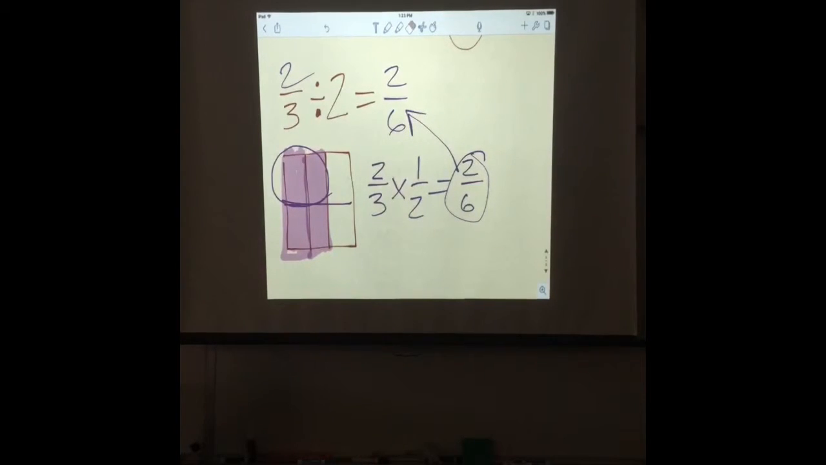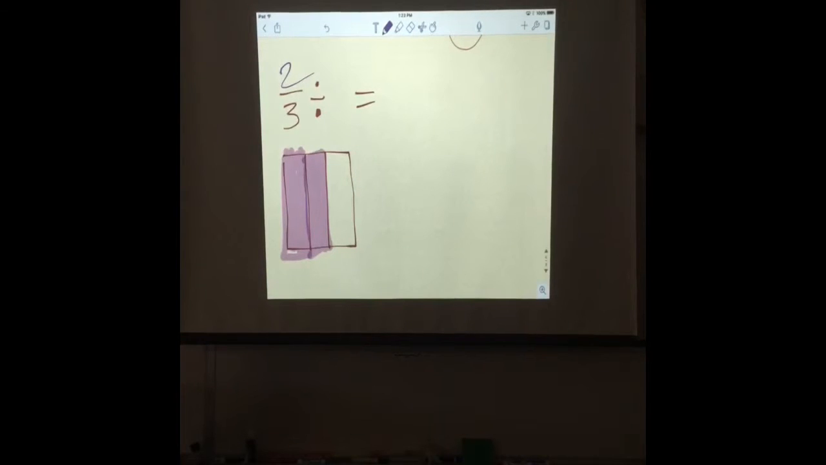Okay. Let's change this slightly, shall we? Let's leave the 2/3 there, but let's divide by 3. Okay? What are we going to do now? We're going to need to cut this up into thirds. How many of these are we going to circle? Well, we're going to circle a third of them, right? So what's a third of them? It's that.